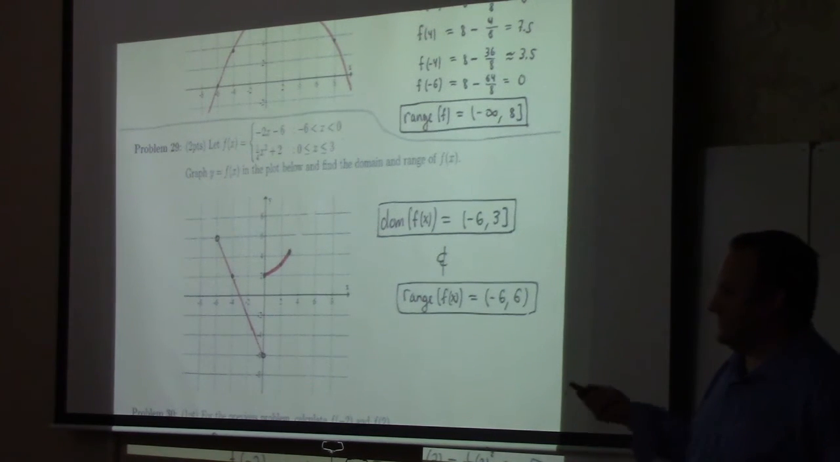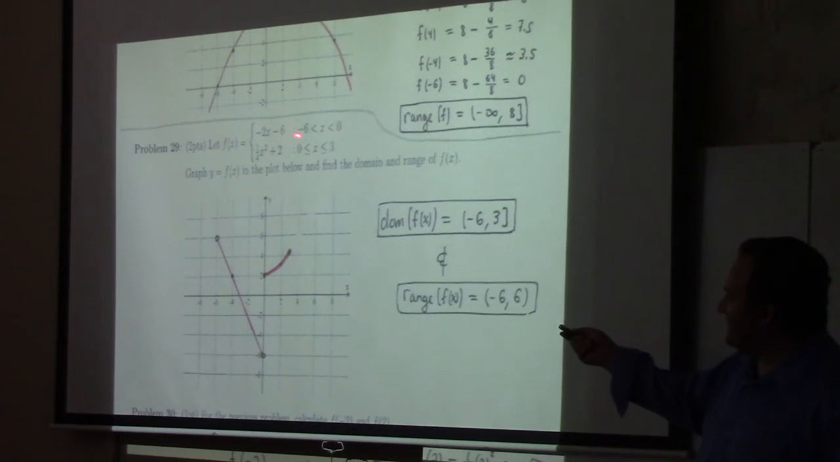I mean, I had ignored the instructions and graphed this thing all the way over to here, and this one all the way up to here. You can kind of see it. But I whited it out because I went back and read the terms and conditions here. Minus 6 to 0, and then 0 to 3.